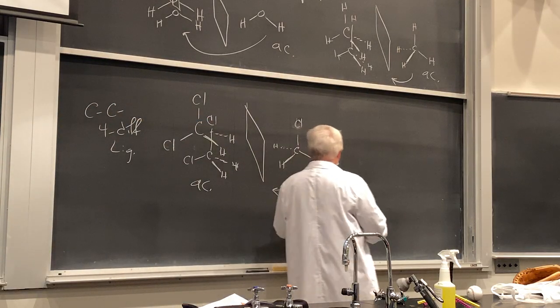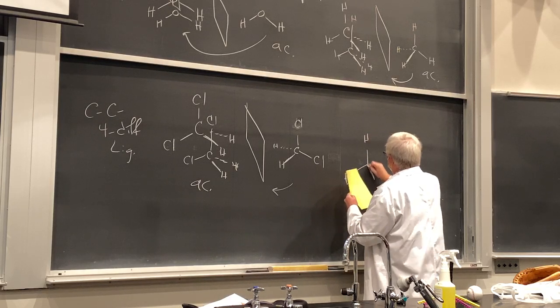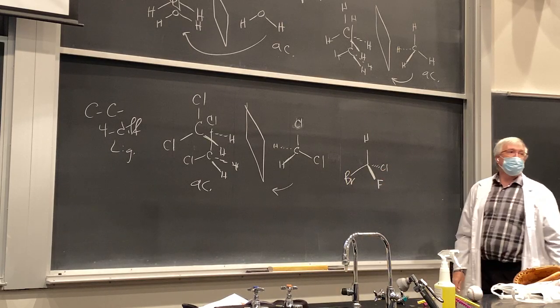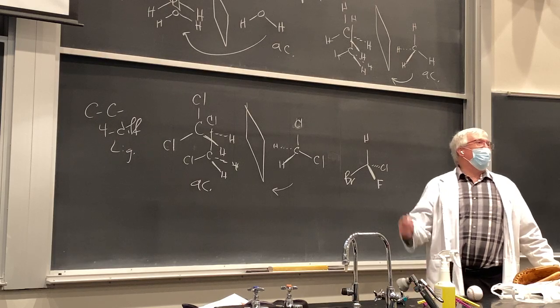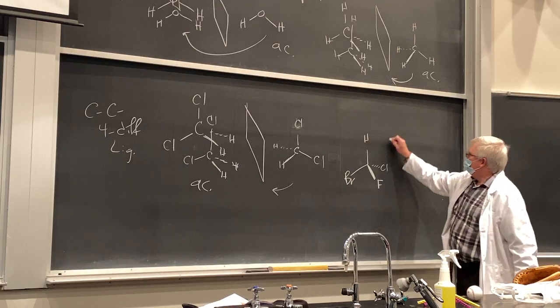Now let's do this one. Let's do bromo, chloro, fluoro, methane. Any guesses here? Is bromochlorofluoromethane going to be chiral or achiral, and why? Any guesses? Someone's got to be brave enough to chime in here. Please, go ahead. Chiral, because it's 4 different ligands, and we can test this, how? By seeing if it's superimposable on its mirror image.